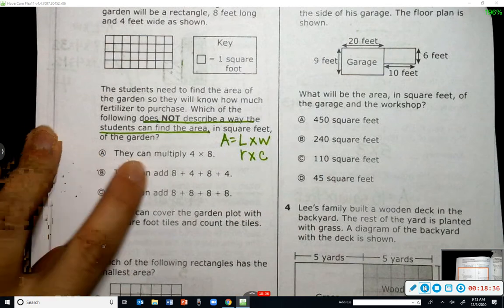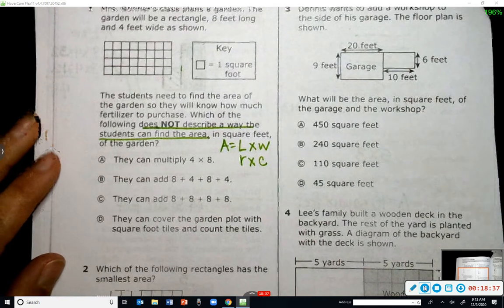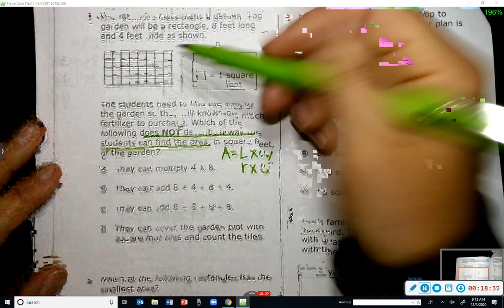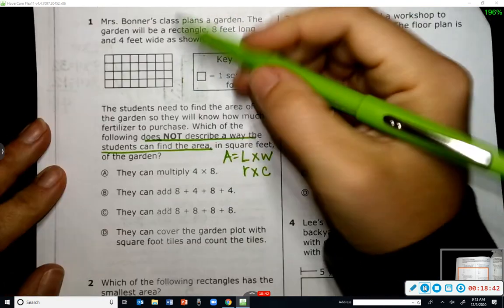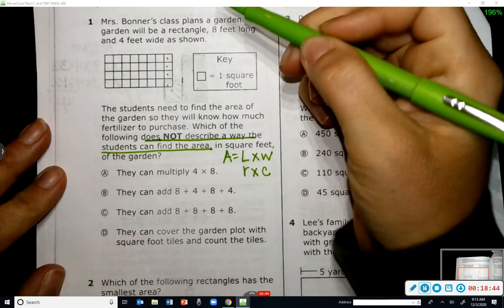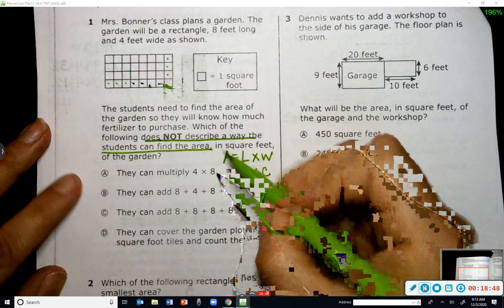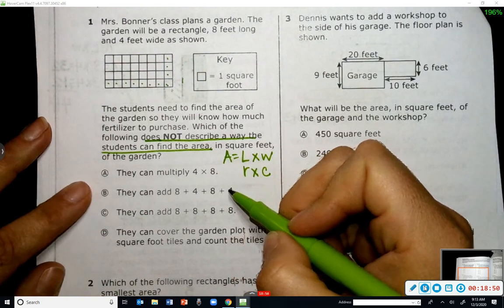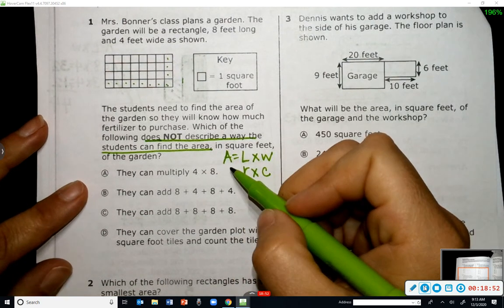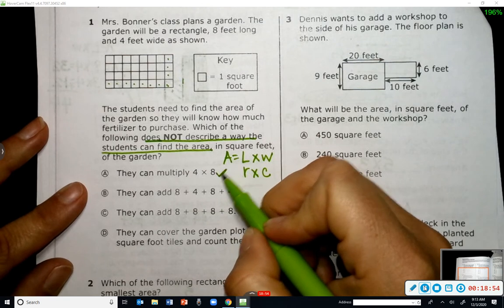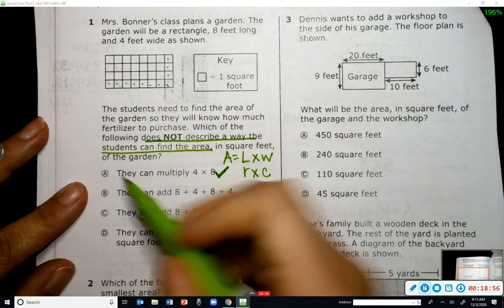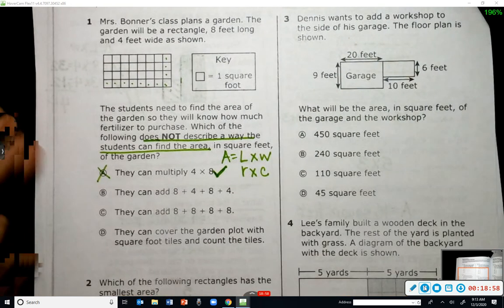A says they can multiply 4 times 8. So let's just check and make sure they use the right numbers. 1, 2, 3, 4. 1, 2, 3, 4, 5, 6, 7, 8. So is this true? Can they multiply 4 times 8? Yes, they can, but we don't want the one that's correct. We want the one that's wrong. So we need to eliminate this one.